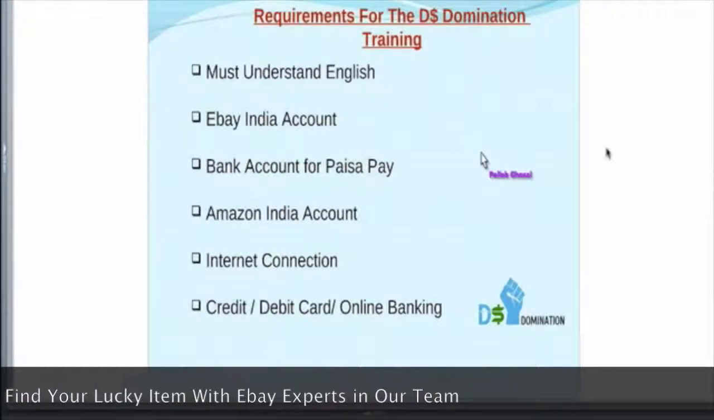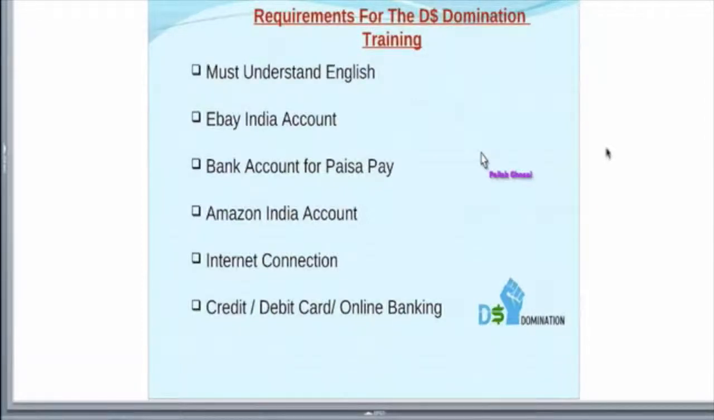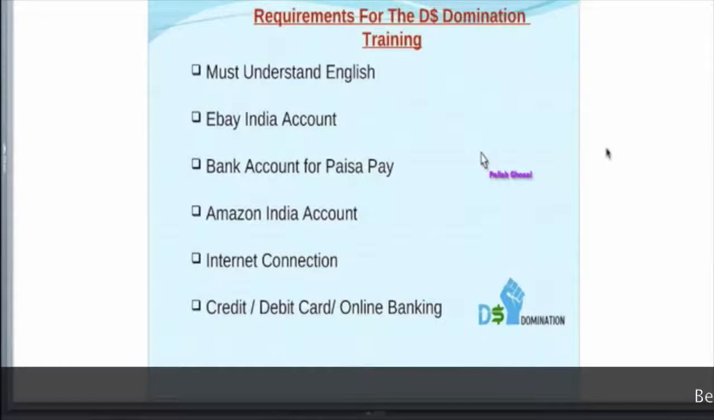Okay. And then the bank account for Paisa Pay, we have to open our bank account for Paisa Pay for free of cost, and we have to have our Amazon India account, all right, and you need to have an internet connection, and of course you need to have a credit, debit, or online banking for your drop shipping to be functional.